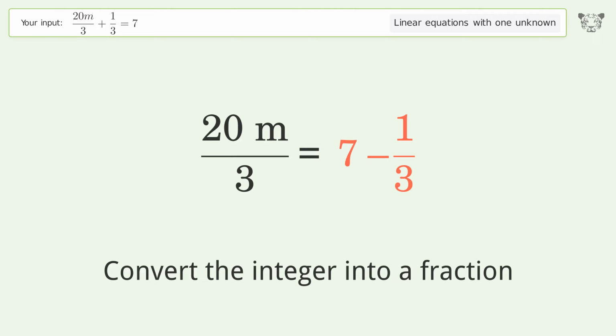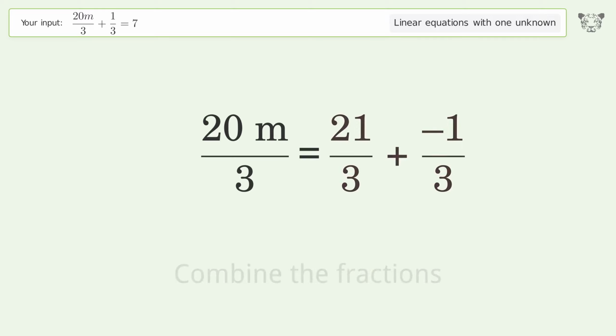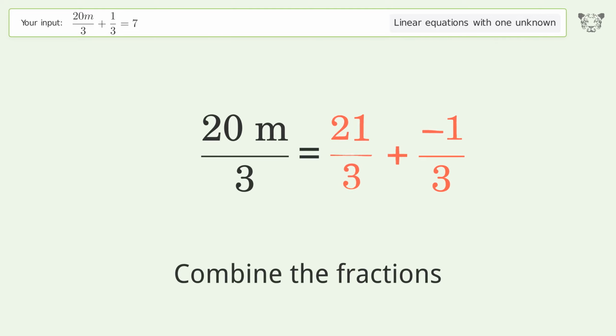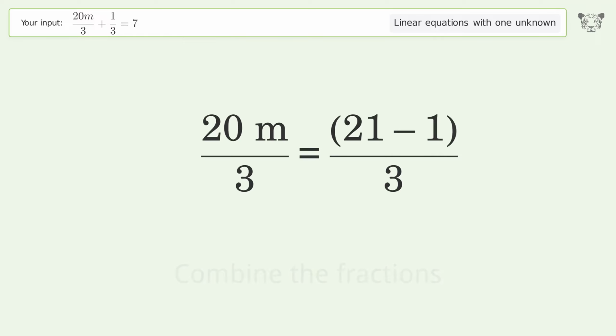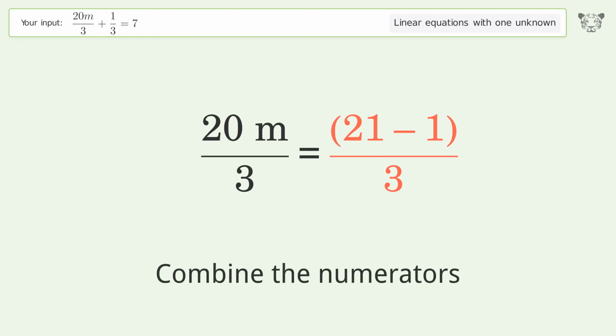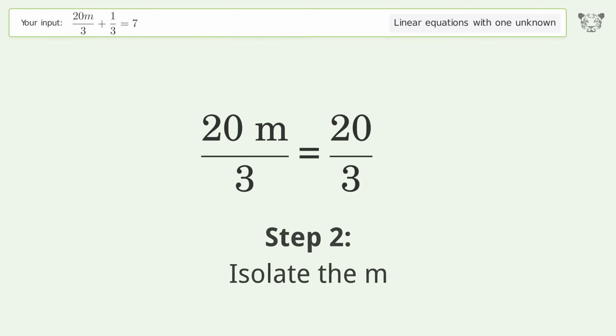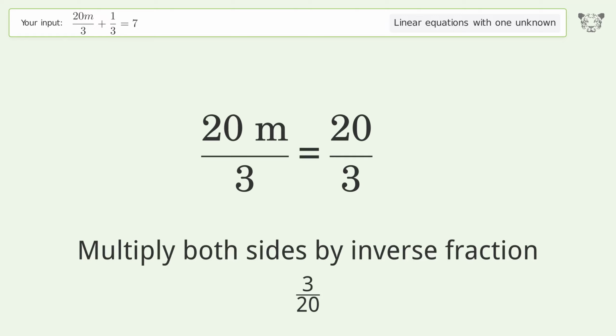Convert the integer into a fraction. Combine the fractions. Combine the numerators. Isolate the m. Multiply both sides by inverse fraction 3/20.